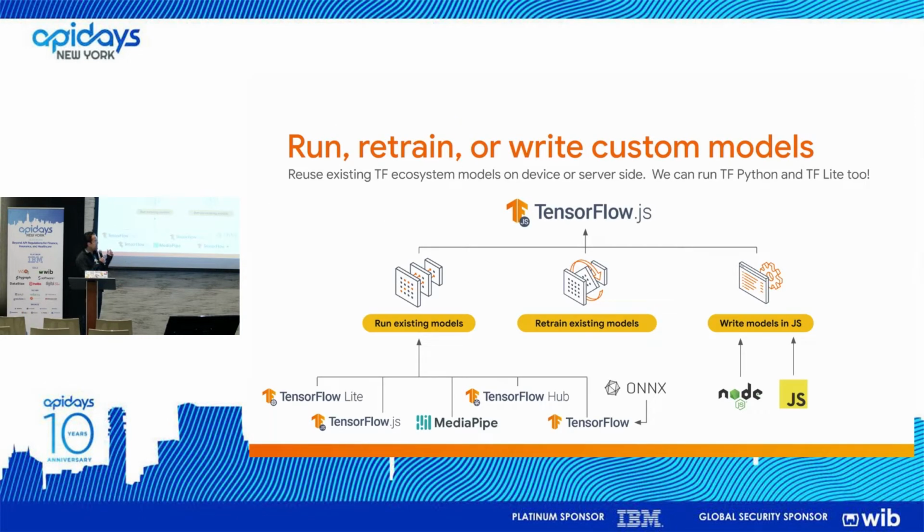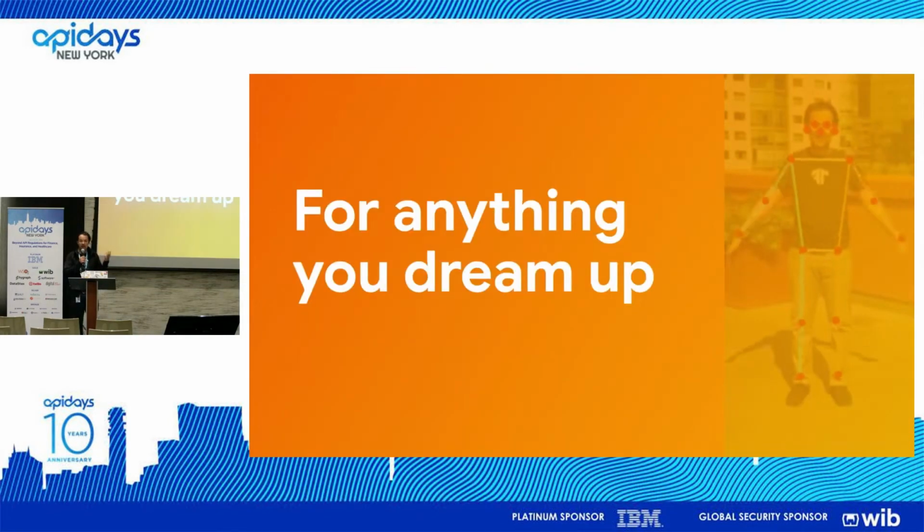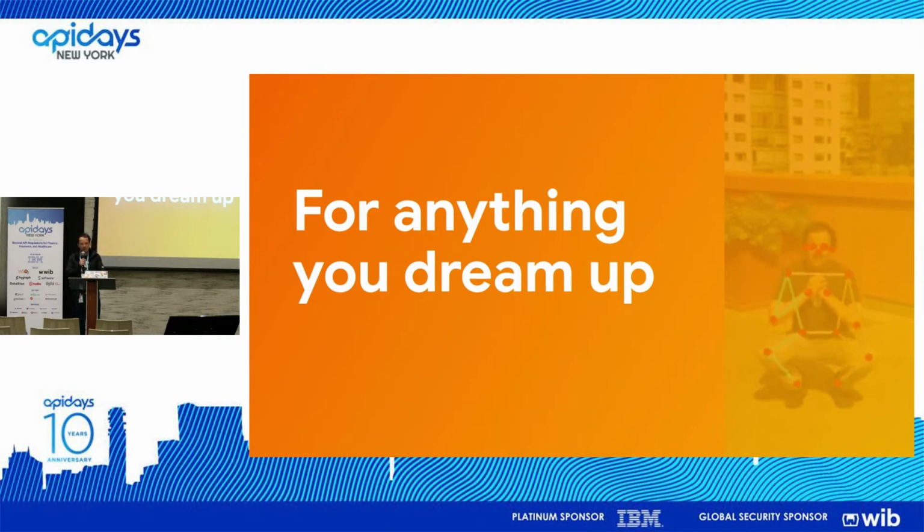And with TensorFlow.js, you can retrain via transfer learning or write your own custom machine learning models from scratch using our APIs. And this is pretty cool because TensorFlow.js can actually digest other types of machine learning models as well, such as TensorFlow Lite, MediaPipe, TensorFlow Hub, and also TensorFlow Python models that can be converted to run in the browser as well. And that basically means you can dream up anything you like. And I'm going to go through a few examples just to get you excited.